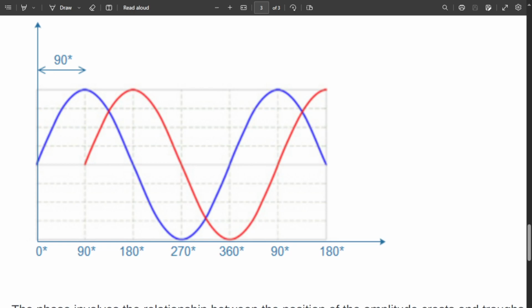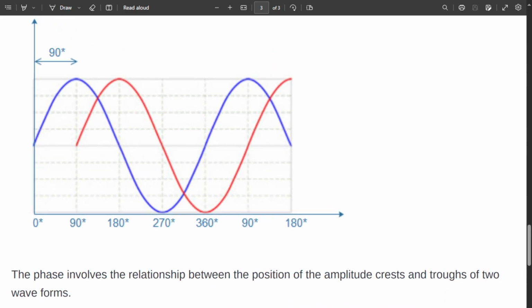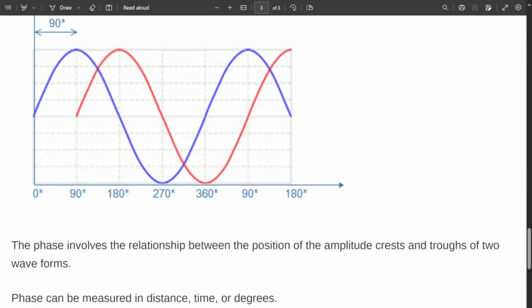The phase involves the relationship between the position of the amplitude. Amplitude is the height, or you can say the highest peak, 5 volts plus 5 to minus 5. It's called the height of the waveform. It's called the amplitude, right? But the amplitude may start from the 0, the amplitude may start from the 90 or pi or 270, like that. So it's changing the angles. It's called the what? Phase.